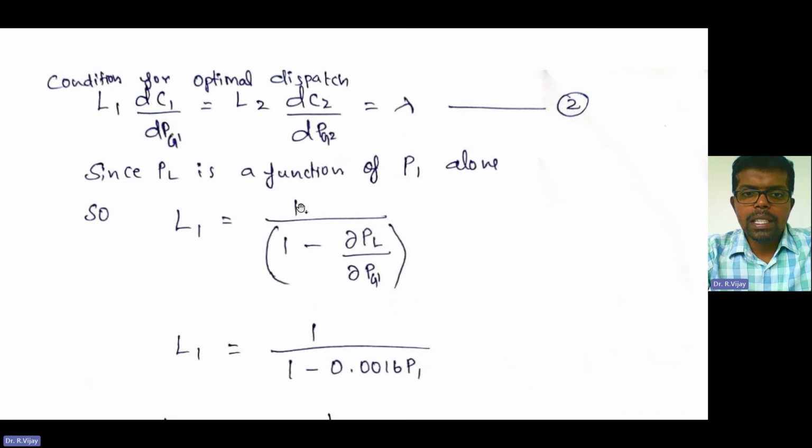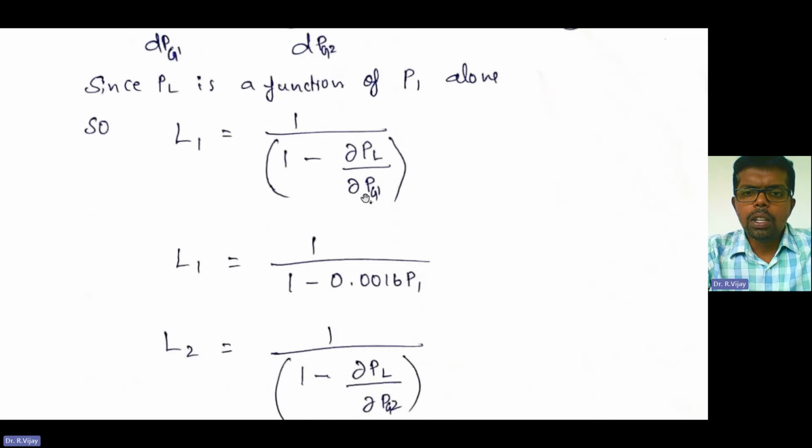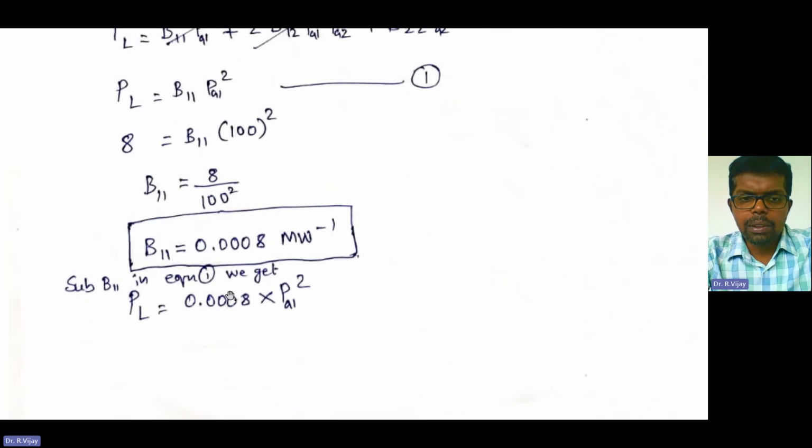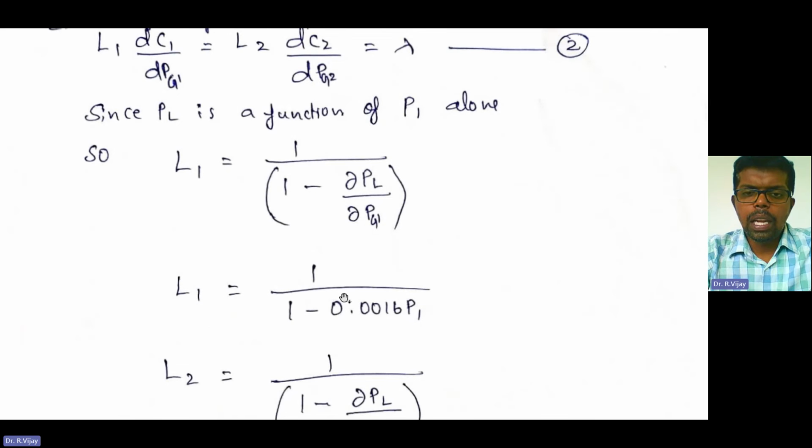So L1 is equal to 1 divided by 1 minus dPL divided by dPG1. Now we are differentiating the PL equation with respect to PG1. While differentiating, you'll get 0.0016 PG1. So this equation we are differentiating with respect to PG1, that is 0.0008 into 2 into PG1. So that only we are writing over here.